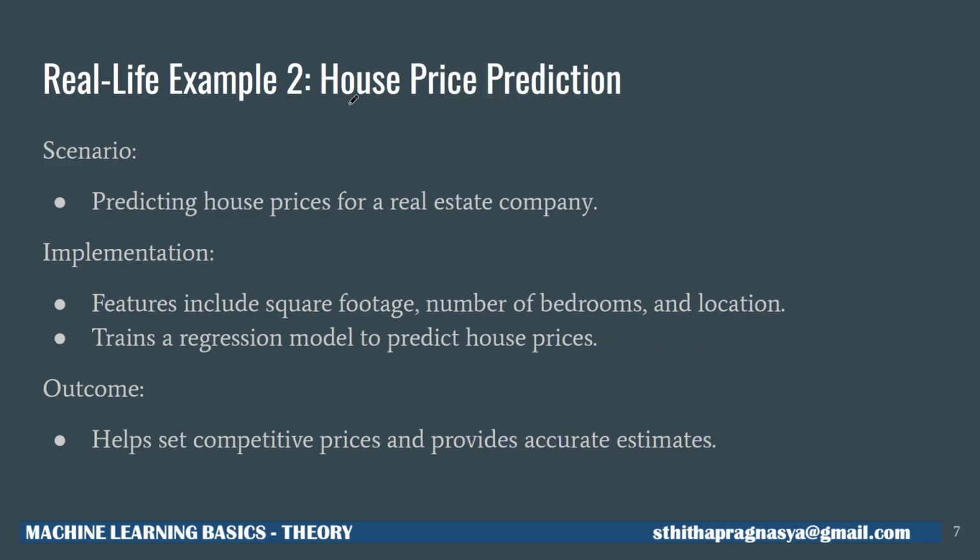Another example, house price prediction. We are going to use this scenario for our later example. A real estate company wants to predict the selling price of houses based on features like square footage, number of bedrooms, location, and year built. This algorithm is trained on historical housing data to learn the relationship between these features and the house price. The model can then predict prices for new houses. What will be the outcome? Accurate price predictions help the company set competitive prices and provide better estimates for the clients.